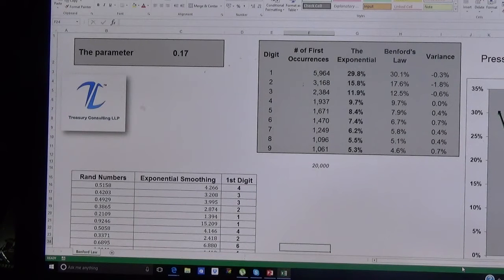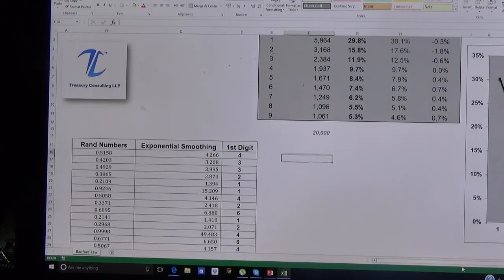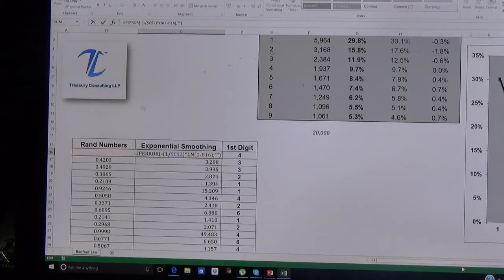Actually the number was 0.5158, which you can see, but he reconverted this number by allocating a weight and using a standard methodology to 4.266. Now see here, you can see the formula of exponential smoothing. You know that it is taking an input data, converting that input data into an exponential smoothing number, and then it is calculating the first digit.